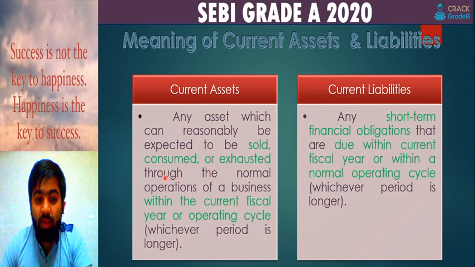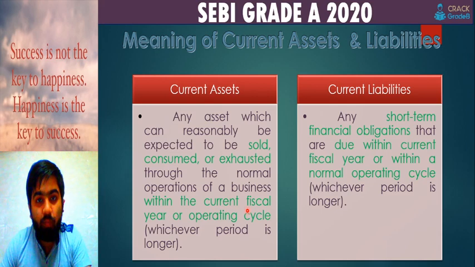For that we have to understand the rest of the definition: sold, consumed or exhausted through the normal operation of the business within the current fiscal year or the operating cycle. So it should be sold, consumed or exhausted within the current fiscal year or the operating cycle. What does it mean? It means we have bought that good within the year and sold it within the year.